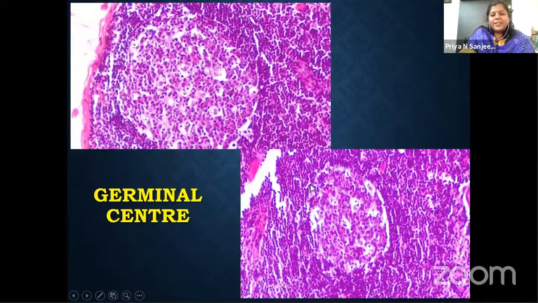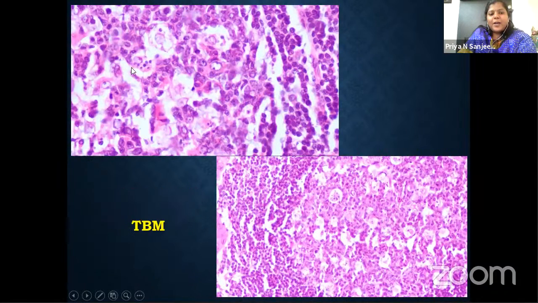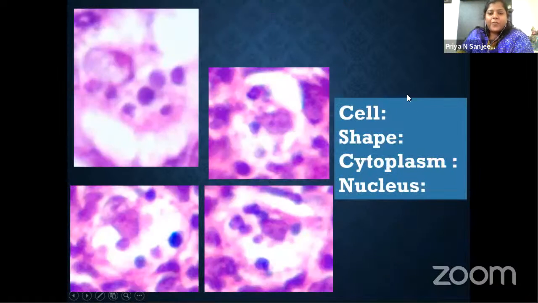The germinal centers are dynamic structures which have tingible body macrophages. So these are the tingible body macrophages. You can clearly make out a tingible body macrophage. So what is a tingible body macrophage? It is nothing but a histiocyte or a modified macrophage. The cell shape is irregular. You can see the irregular shape, and it has abundant clear cytoplasm, and the cytoplasm has some hematoxyphilic bodies.